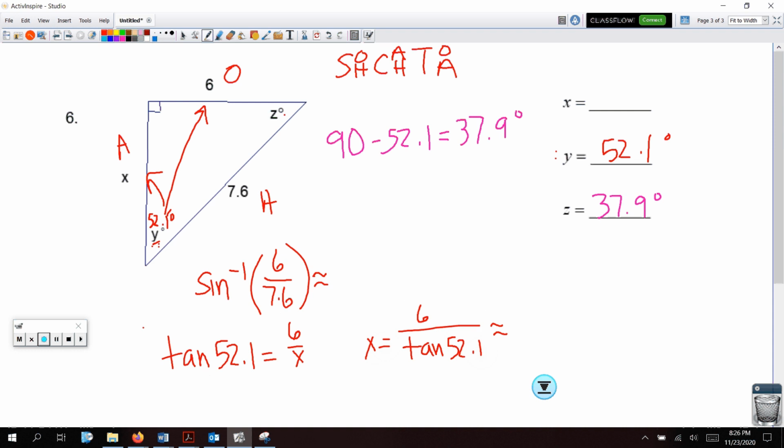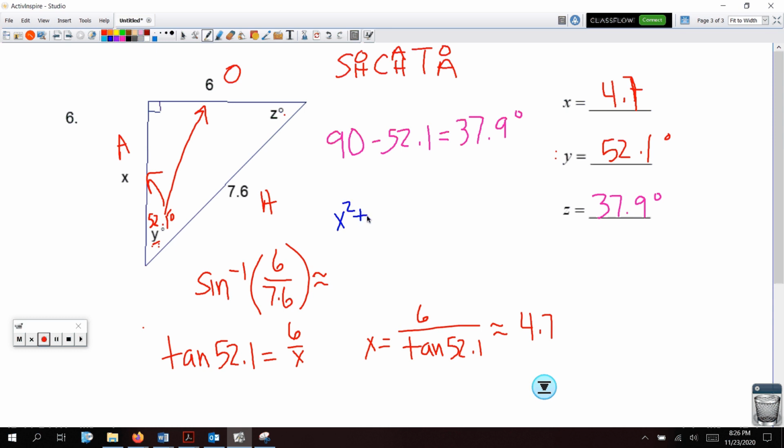All right, let's check it out. 6 divided by tangent 52.1, I get 4.7. Okay, so I'm just going to put that in here, and I just want to check something and show you something. So hey, maybe you wanted to use the Pythagorean theorem. I'm going to change color to blue and say I'm trying to find x, right? So x is one of the legs.